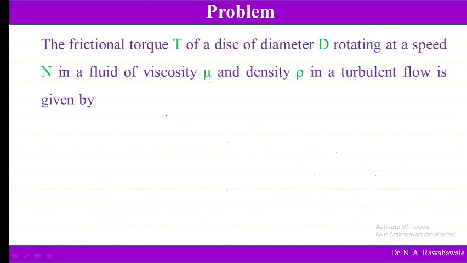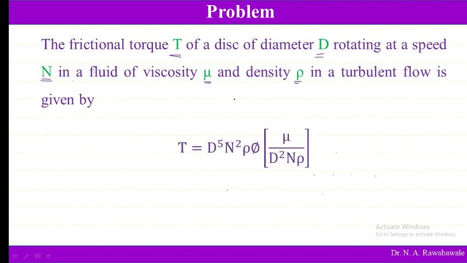So now we will discuss this problem where the frictional torque T of a disk of diameter d rotating at speed n in a fluid of viscosity mu and density rho in a turbulent flow is given by a correlation. So we have to correlate this torque with the rest of the four parameters, that is diameter, speed n, viscosity mu and density rho.